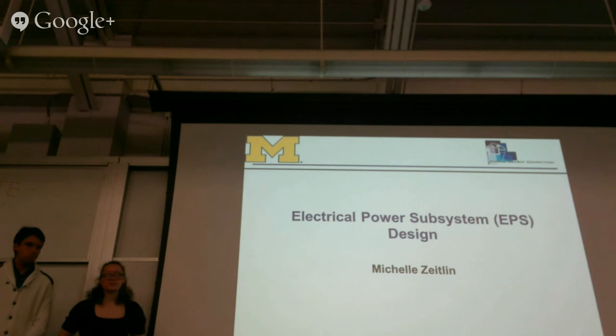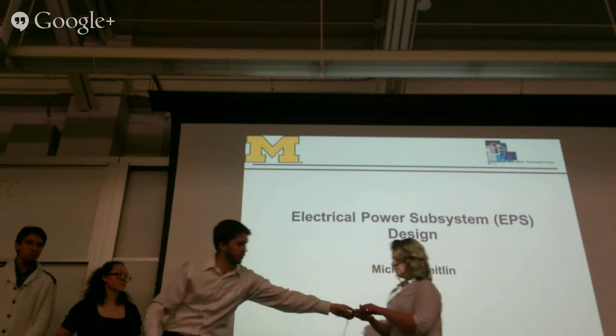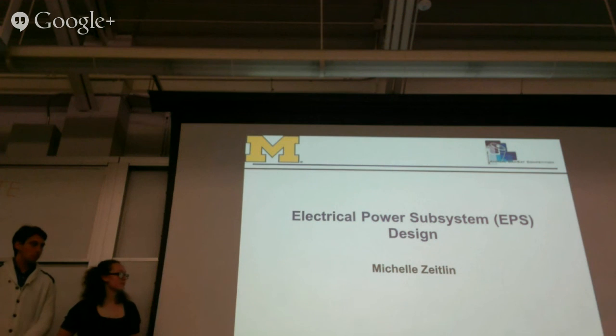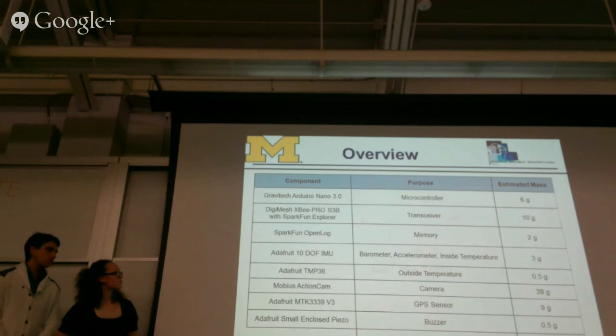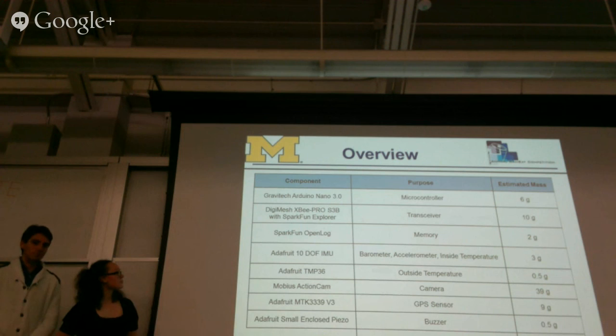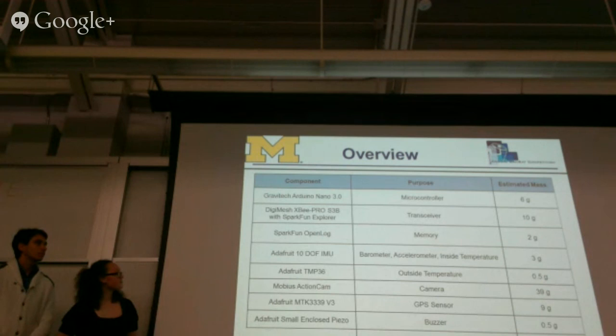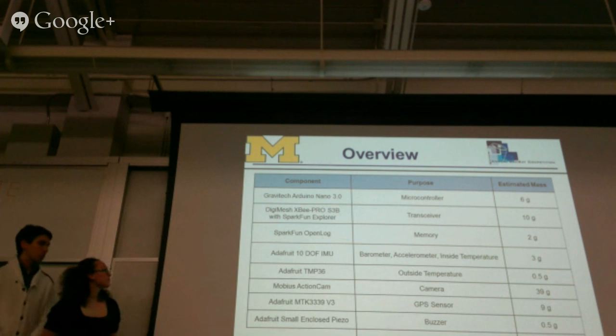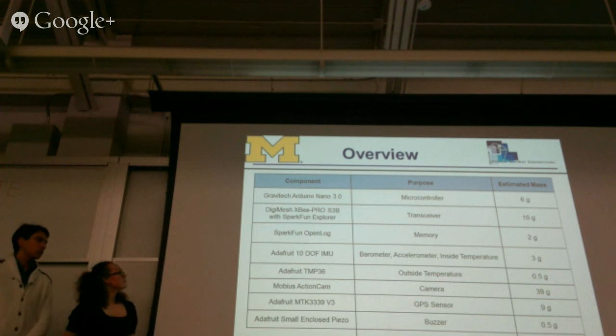Michelle with the electrical power system. Okay, so I'm Michelle for electrical power. This is an overview of the components we're going to be using on the science payload. We're going to have a Nano controller, an XBee radio with an Explorer for integration of the circuit as a transceiver, OpenLog to store the data, an IMU which has a triple function, a TMP36 sensor for the outside temperature, a camera, and then GPS and a buzzer for location.